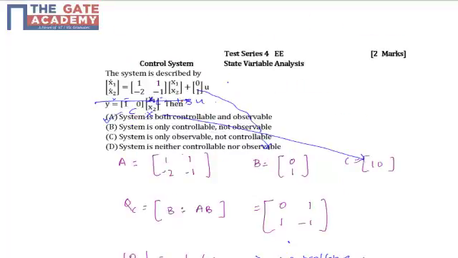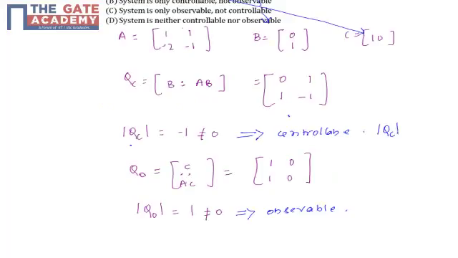So from the given system we can find out if the system is controllable and observable by using this condition: the mod of the controllability matrix Qc should not be equal to 0, and the mod of the observability matrix should also not be equal to 0. These are the conditions for controllable and observable. Thank you.